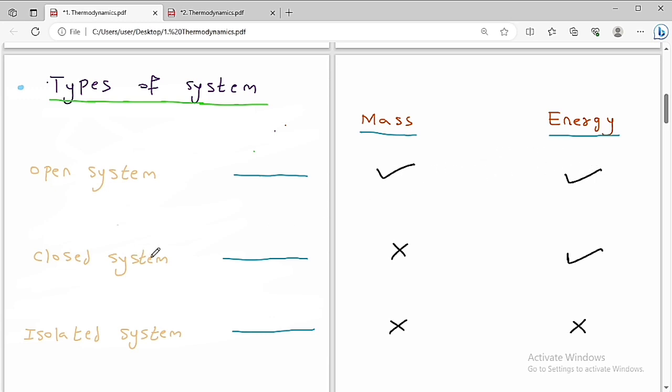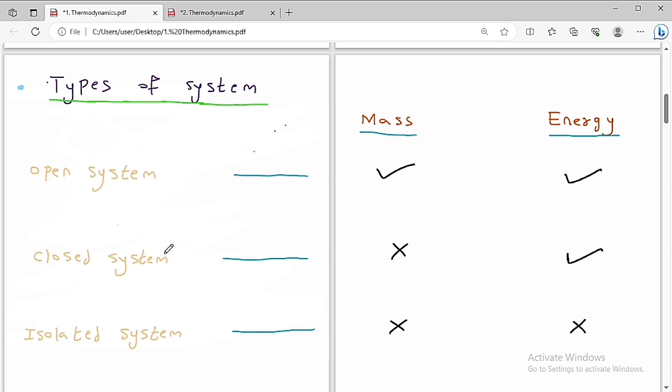Okay? In the case of closed system, only energy is going to transfer the boundary but not the mass. In the case of isolated system, neither the mass nor the energy are transferred to the boundary. Means in simple words, I can say in the case of open system, both the mass as well as energy are going to transfer the boundary.